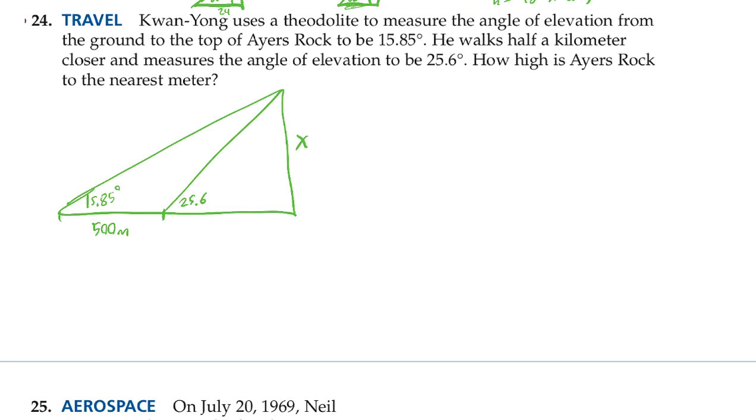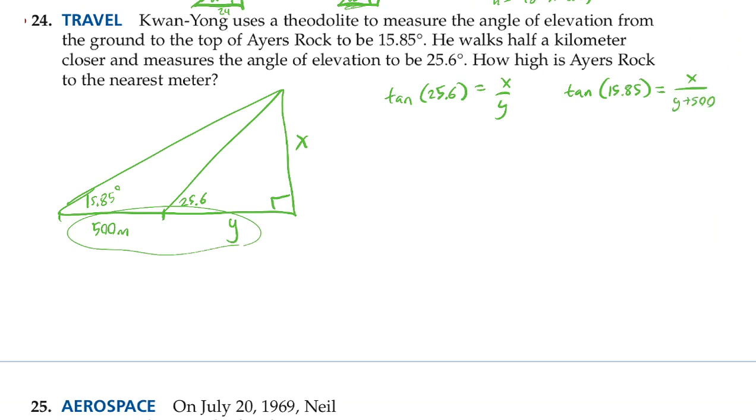Okay, well, let's check. We have a system of equations here now. So we have some unknown variable here, y. And so we know that the sine, no, sorry, this is the tangent. We know that the tangent of 25.6 degrees is equal to x over y, right? But we don't know either of those. But we also know the tangent of 15.85 is equal to x over, and now we've got this whole expression, y plus 500. Oh, wait a second. System of equations, two variables, two equations, we can solve this.